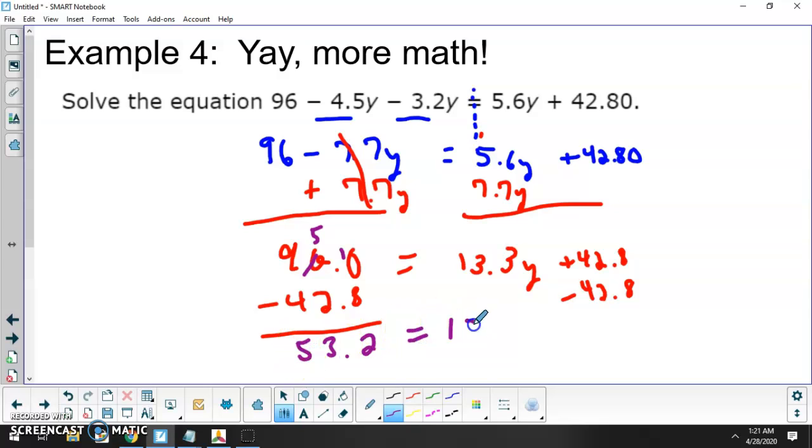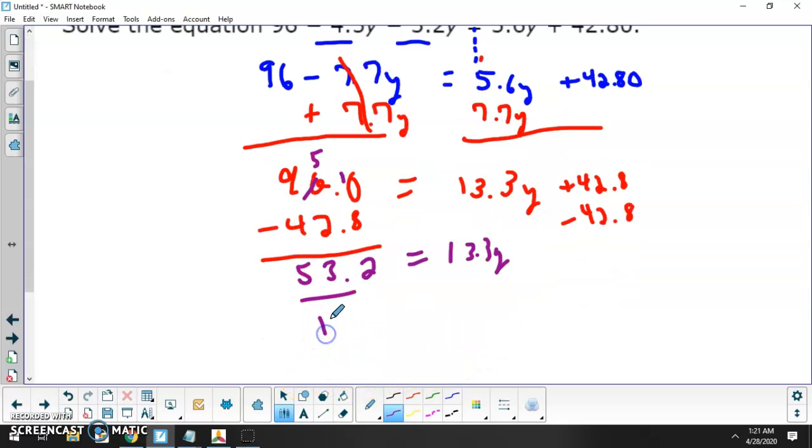So you have 13.3y, and then we're going to divide both sides by 13.3 to get our final answer. I use this little bar here as division. This is not the next step bar, this is the division bar. So I'm canceling out with division, and I believe that is 4. Let me just double check. Yep. So we got y equals 4. So that is that one.